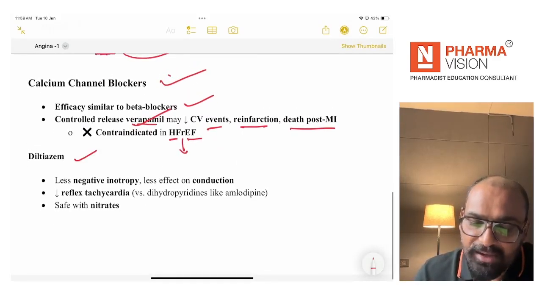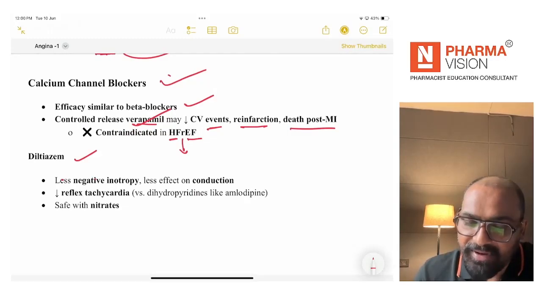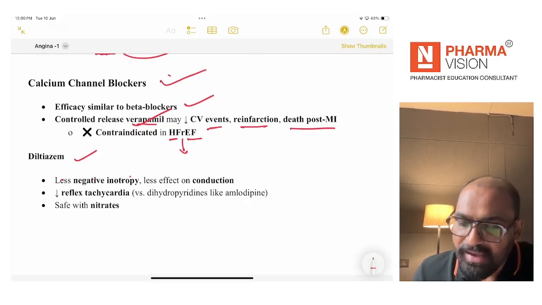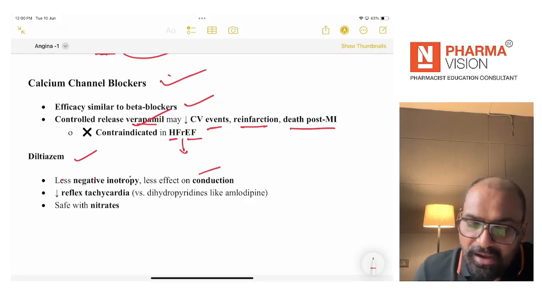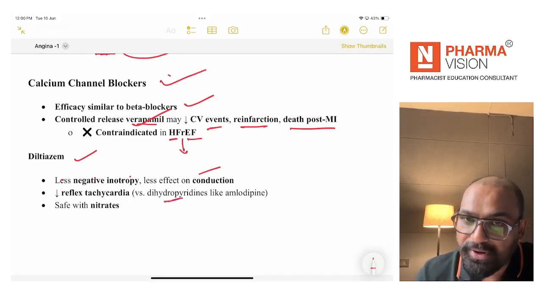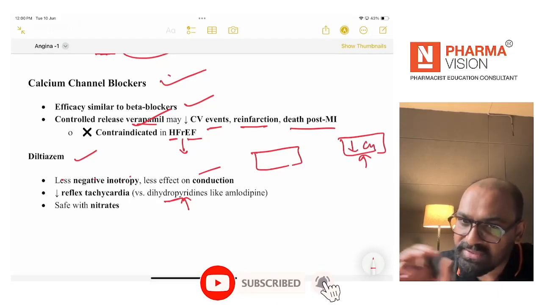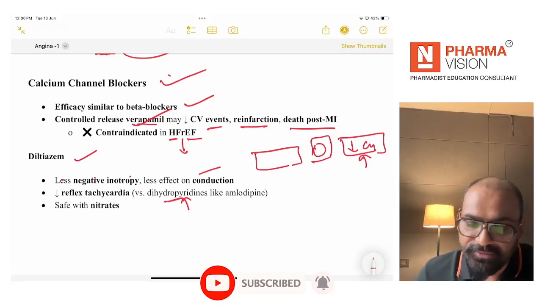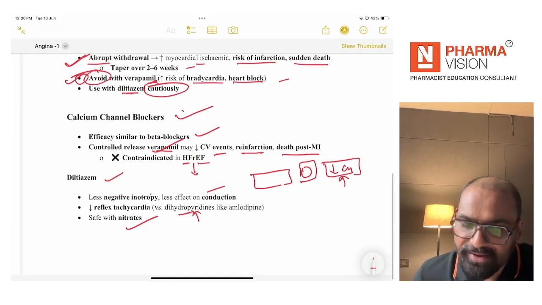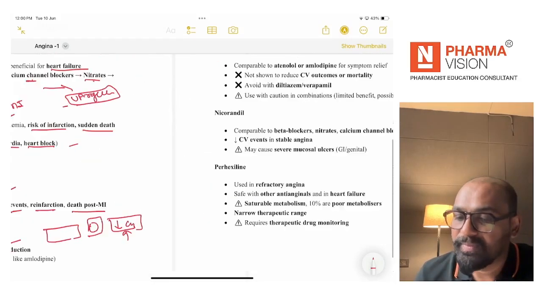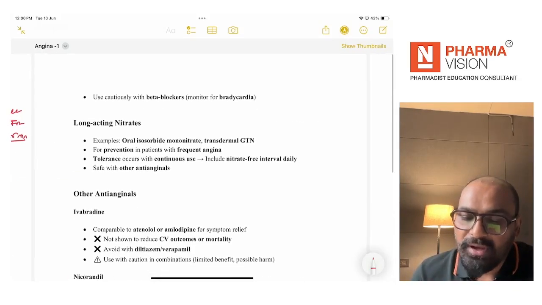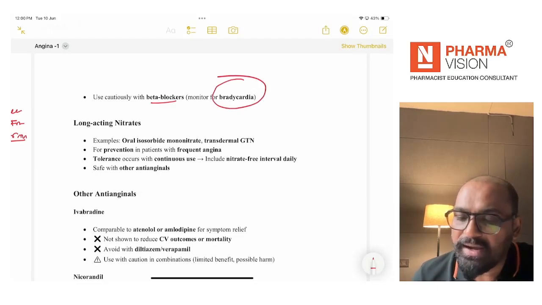Okay, diltiazem, what are the comparative points? It is less negatively inotropic compared to verapamil, has less effect on conduction, and causes less reflex tachycardia compared to dihydropyridines. That means it is not as vasodilatory as dihydropyridines and does not reduce conduction as strongly as verapamil. So it's a middle-level medication and safe to use with nitrates. That is diltiazem. Use with beta blockers carefully and monitor for bradycardia.